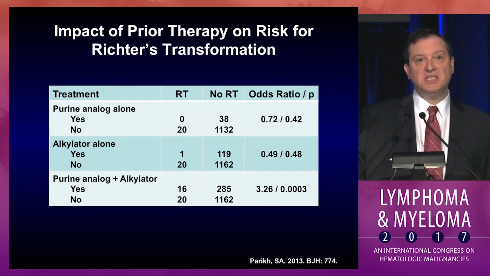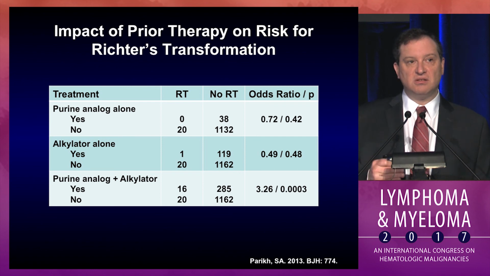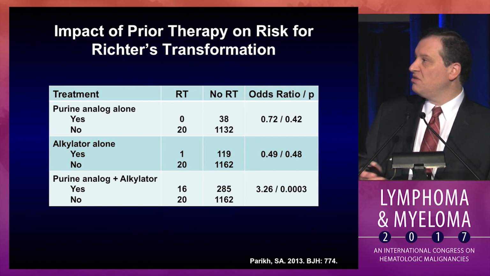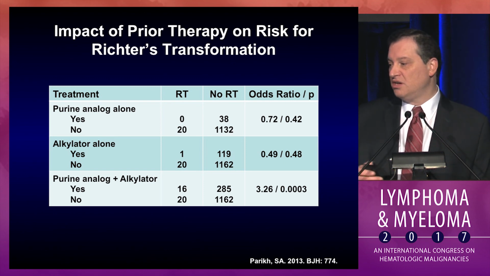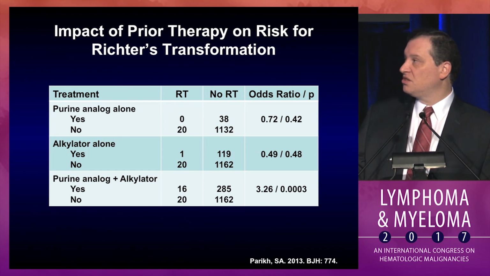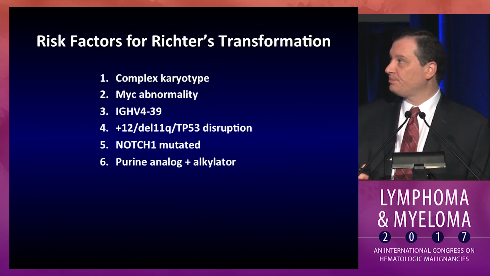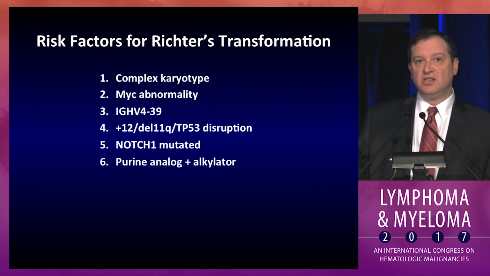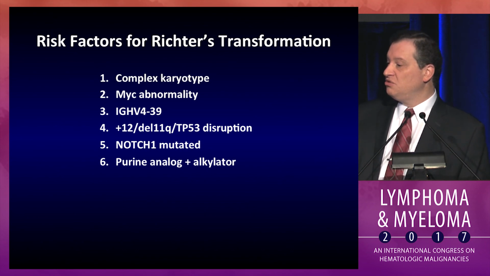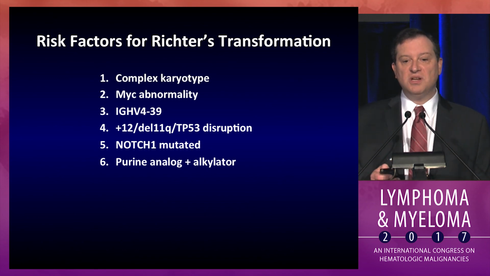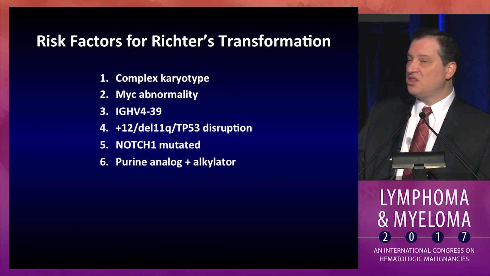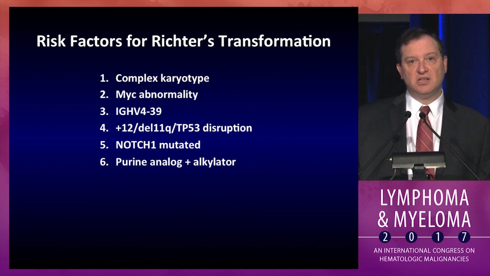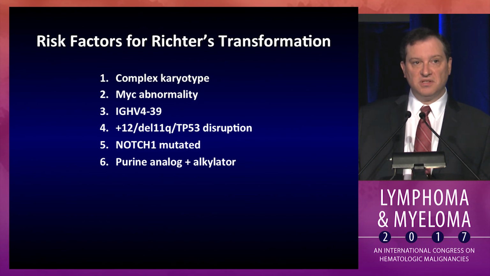So I suspect we may see the numbers of transformations diagnosed increase as patients live longer, but you can see here that purine analog plus alkylator does significantly increase the risk of a Richter's transformation. So these are the risk factors that I believe are most pertinent in 2017 to determining how a patient is going to do long term. And what I think is most important for us to do is to figure out now how to use this to apply our therapies differently. Thank you.